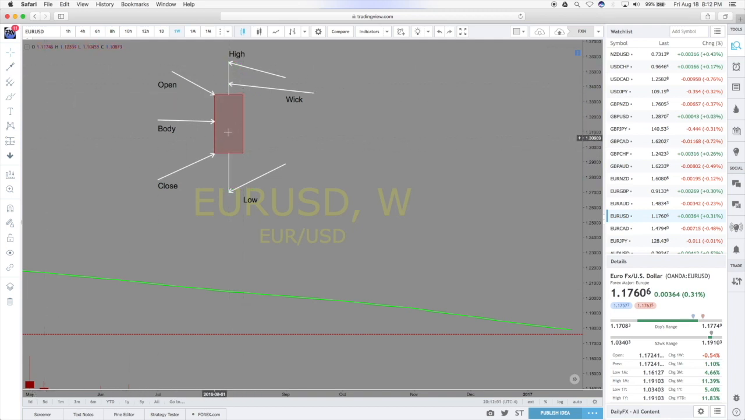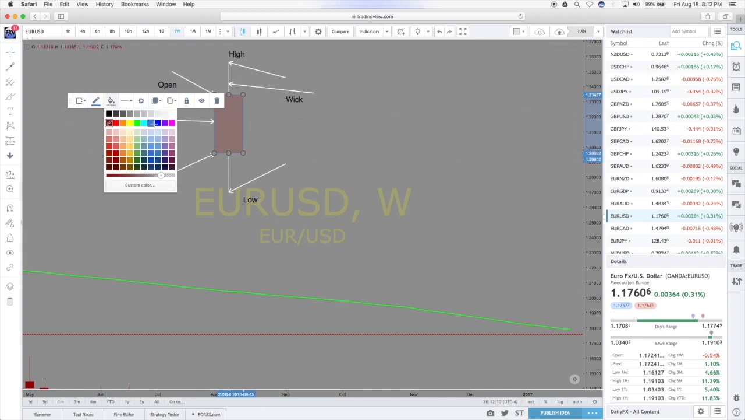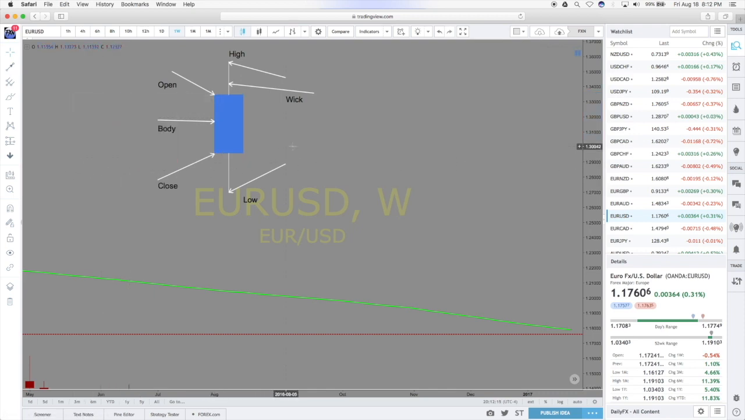Okay, now let's just say, for example purposes, that this candle was blue instead of red, right? So what does this mean now? When you have a blue candle, it's reversed. So this would be the open, this would be the close, that would be the high, that would be the low.